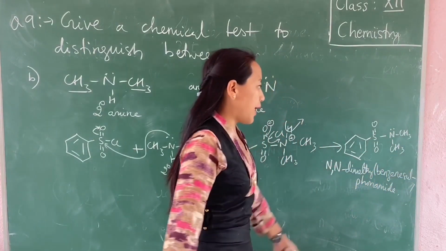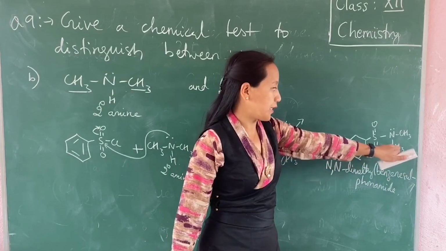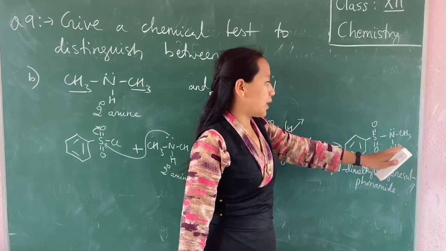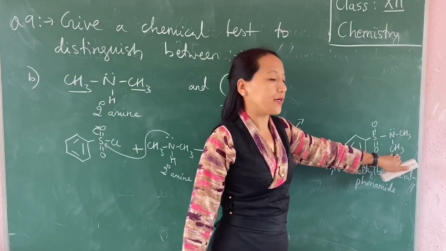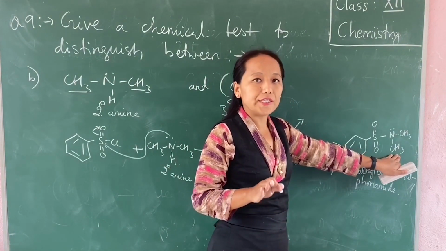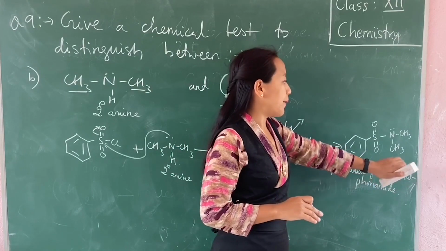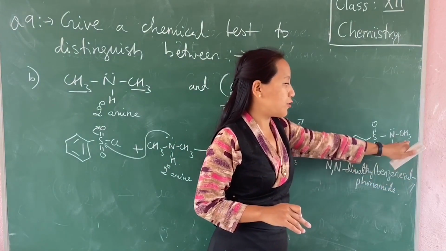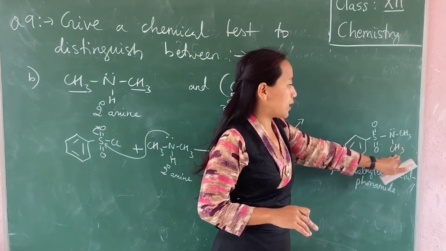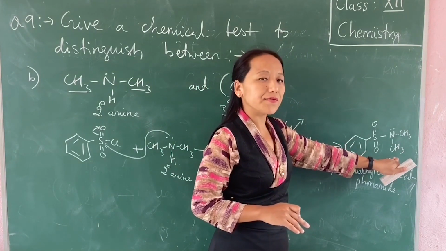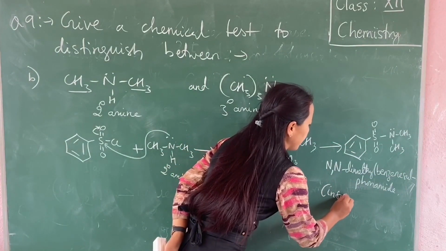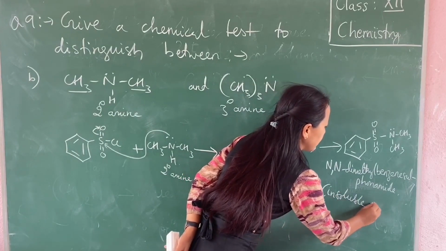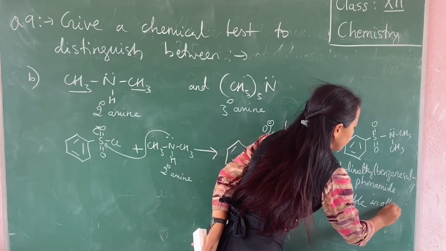Now, because of absence of hydrogen in the case of secondary amine, whereas in the case of primary amine you still have one hydrogen atom over here, because of which it is soluble in alkali solution. But in this case, you don't have a hydrogen atom. It is both alkyl groups. So because of absence of hydrogen atom, it is insoluble in alkali solution. We have already learned this. Insoluble in alkali solution.